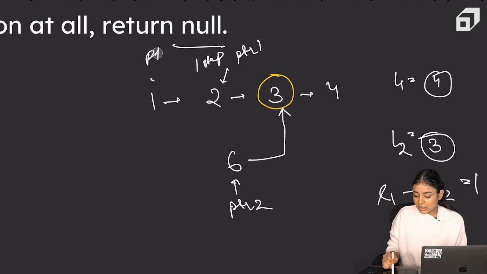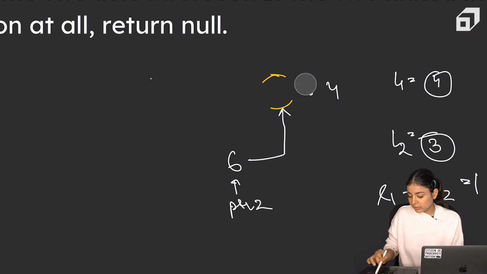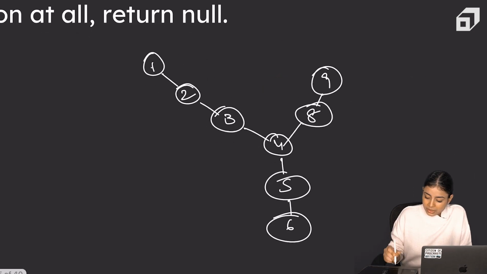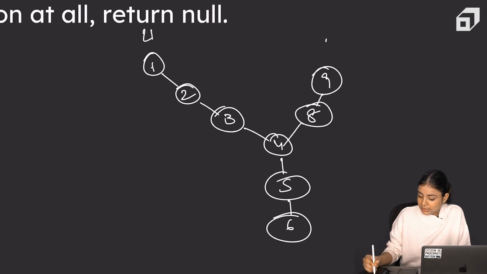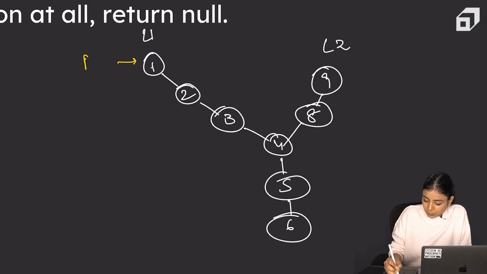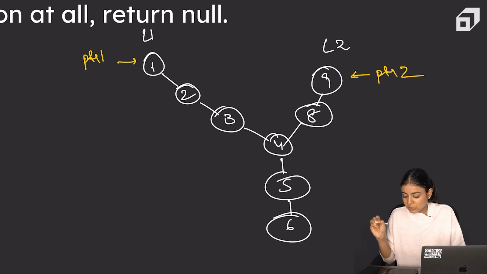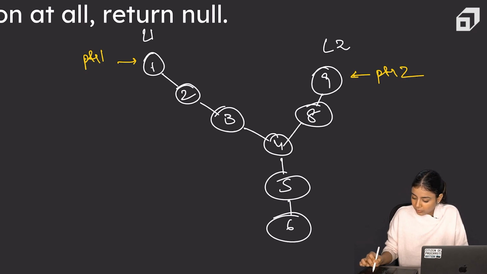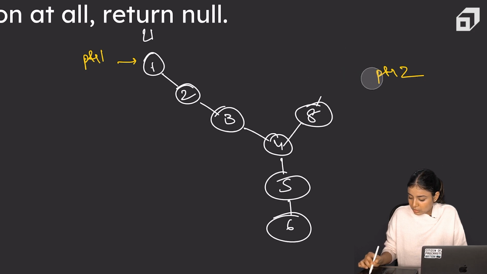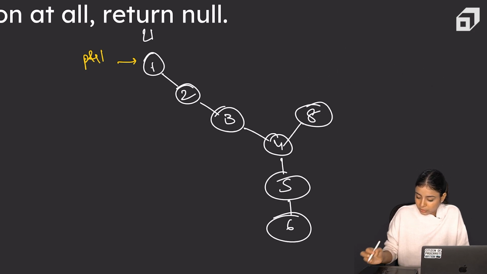Okay, let's take another example so that this is more clear to us. This is my linked list 1 and this is my linked list 2. Okay, and I have my pointer 1 here, pointer 2 here. So the first thing that we need to do is find the length of the linked lists. So the length of the first linked list is 1 2 3 4 5 6, so 6 nodes.